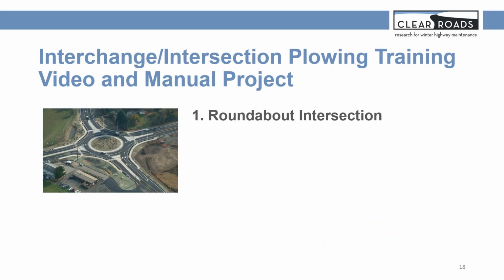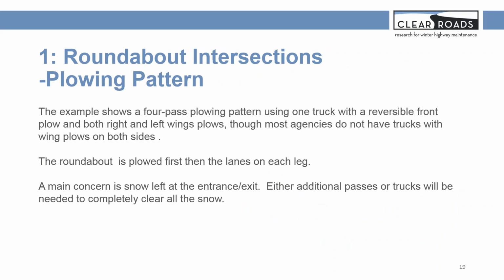And then we are ready to learn how to plow each configuration. The first one is the roundabout. In these best practice examples, we just use one truck and complete the clearing with 4 passes. This truck has both the left and the right wing plow. It's not very common, but still that's the safest and most efficient way to do it.